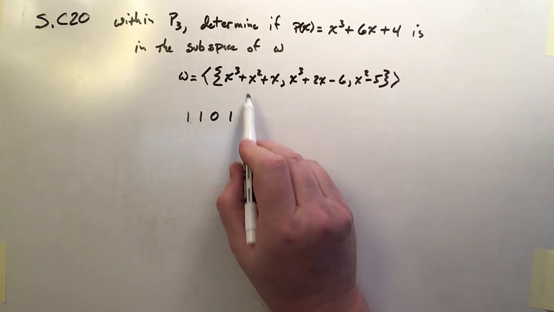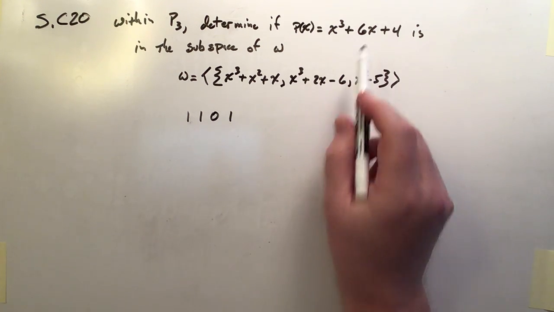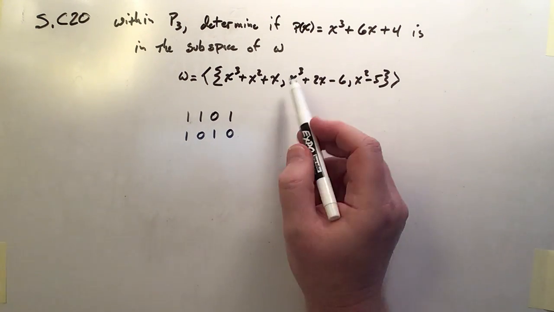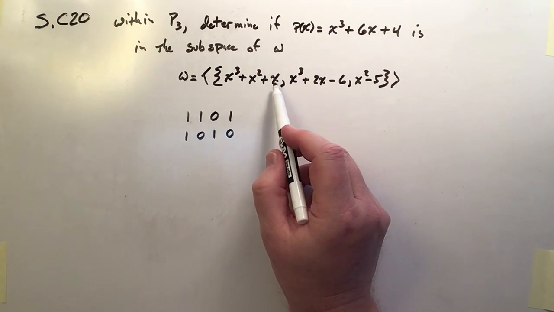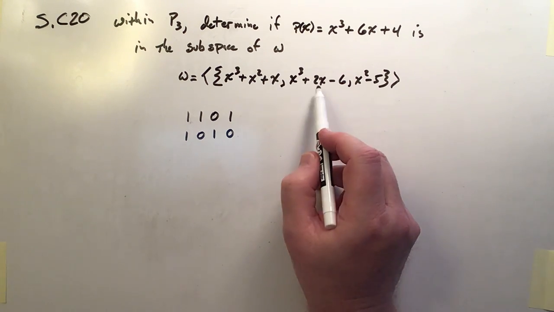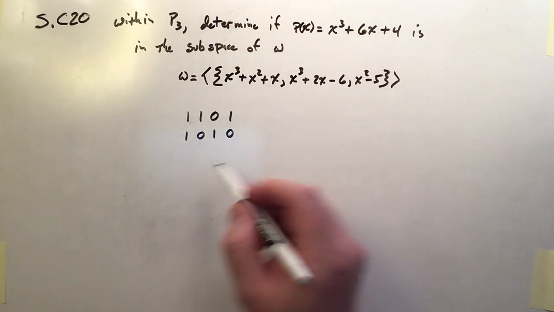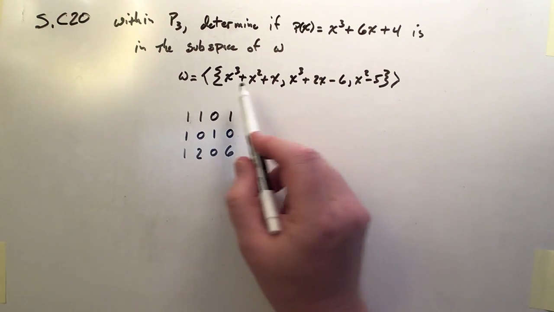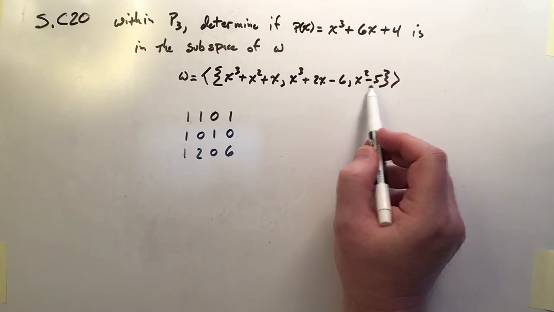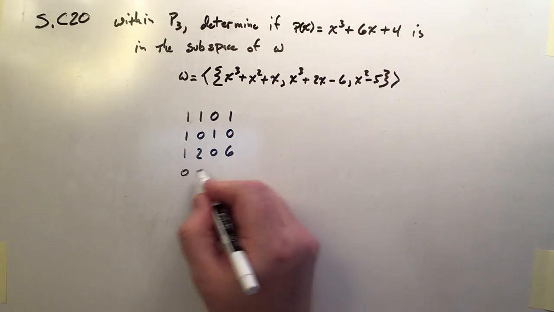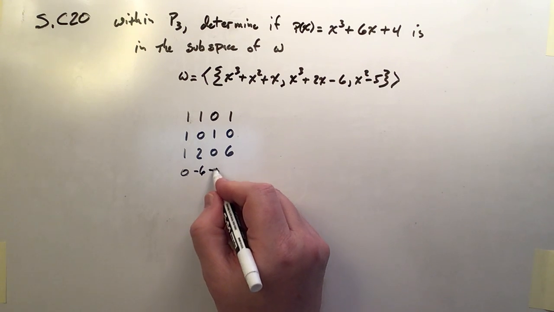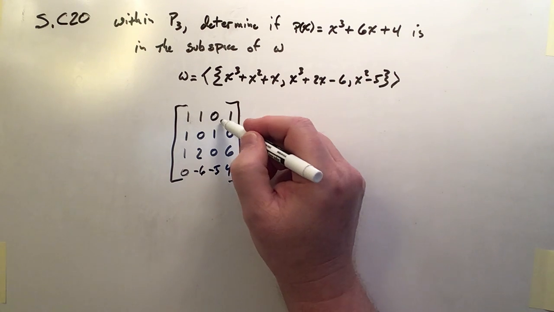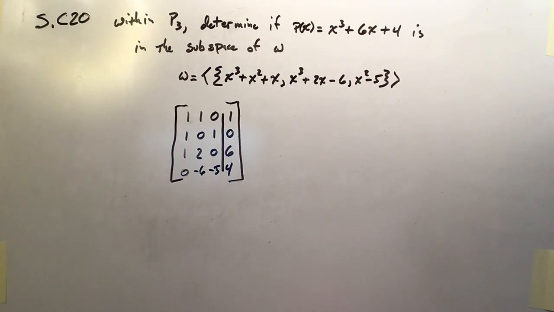The squared terms, 1, 0, 1, 0. Third is the linear terms. So that's going to be x, 1, 2, 0, 6. And finally, the constant term, 1, 0, negative 6, negative 5. So there we go. We have formed a matrix of this system, and this is an augmented matrix.